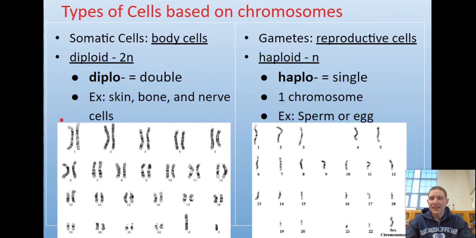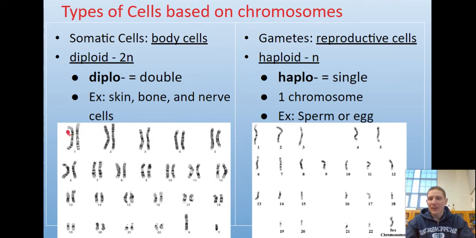So in a somatic cell, this one is for a human male, you can count them. There's 46 there, and there's 23 pairs, right? So for chromosome number 1, I have 2 of them. One that you got from mom and one that you got from dad. Same thing for chromosome number 2.